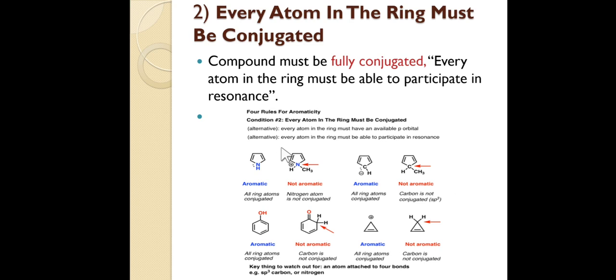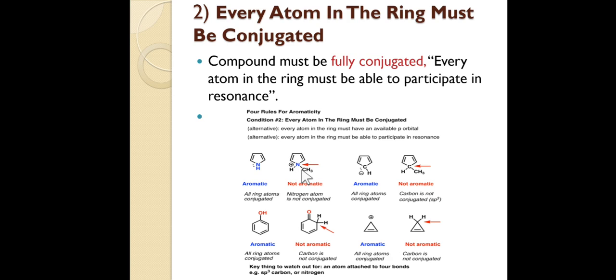So you can see here, this is the lone pair, and all the carbons and nitrogen in the ring are involved in the resonance. Therefore, it is called an aromatic compound, or I will say a fully conjugated compound. Don't rush for the aromaticity. This is a fully aromatic or fully conjugated compound. Okay, this is a fully conjugated compound.